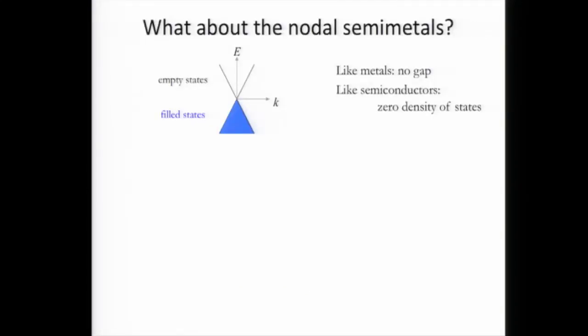OK, so I want to talk in this talk not about metals and semiconductors, but about a new class of materials called the nodal semimetals. By nodal semimetal, I mean that you have an empty band, an electron band, and a filled band, a hole band, that meet in momentum space at a point or a low-dimensional set of points. So these objects are intermediate between metals and semiconductors. They're like metals in the sense that they have no band gap. And they're like semiconductors in the sense that there's 0 density of states exactly at the band touching point. So without introducing any electrons, your density of states vanishes the way it would in an insulator, but without any gap.